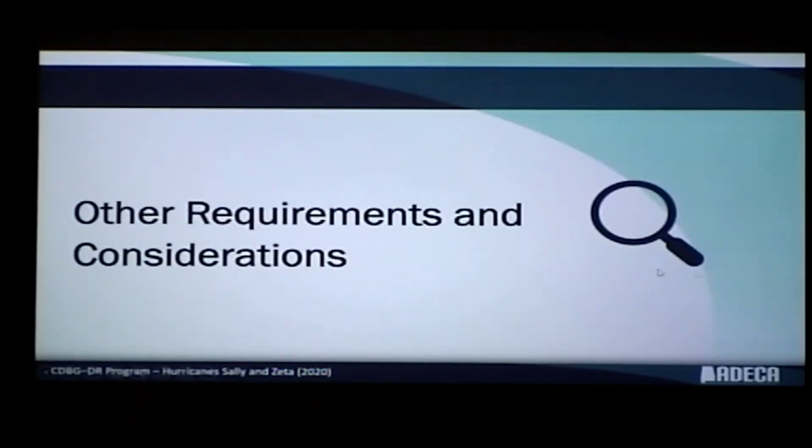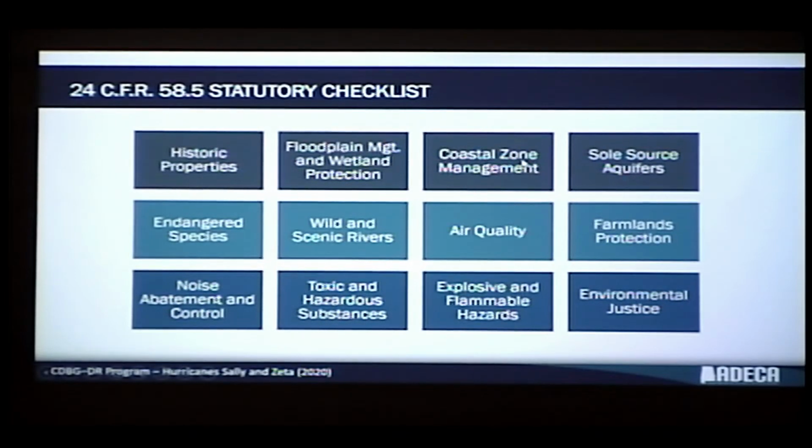Okay. So other requirements and considerations. Let's look at the 58.5, the statutory checklist. These are just some of the other considerations that they'll think about. We have historic properties, which will go to SHPO. So, say this schoolhouse is 100 years old. They make them go to SHPO sometimes, even when it's 50 years old. It blows my mind. But anyway, it'll have to go to SHPO, which means they approve certain building materials, you know, they want this building material. So historic properties have to go to SHPO.